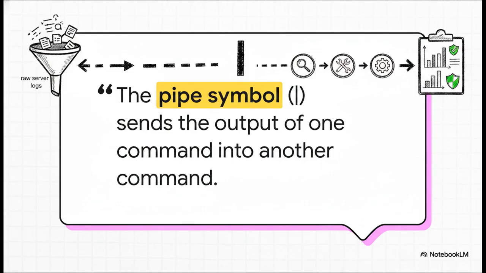And this brings us to one of the most powerful, brilliant concepts in all of Linux, piping. Straight from the curriculum, the pipe symbol sends the output of one command into another command. I want you to think of it like a giant data assembly line. You take raw, messy, thousands of lines long server logs on one end, pass them through a series of filters, and out the other side comes this polished, highly actionable piece of intelligence.